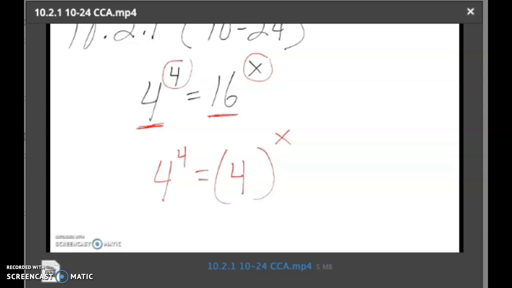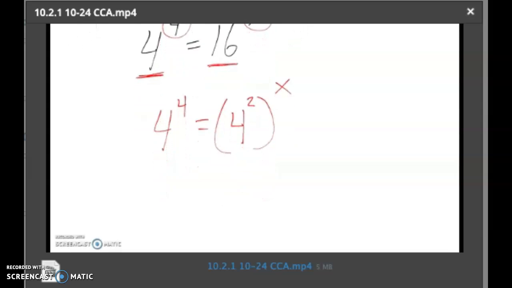And I know that 4 squared is the same as 16, okay? So all I did here was I just took 16, I rewrote it as 4 squared. That's the only thing we changed so far. And then I'm just gonna keep going here. So I'm gonna leave this as it is.